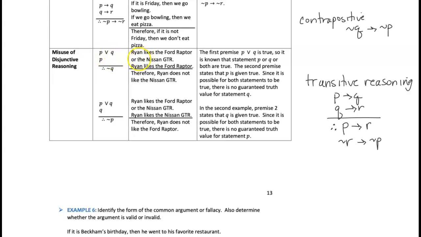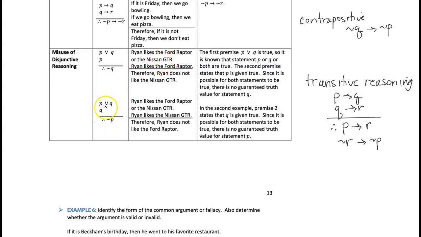An example: Ryan likes the Ford Raptor, or he likes the Nissan GTR. The second given statement tells us that Ryan likes the Ford Raptor. That doesn't necessarily imply the conclusion, therefore Ryan does not like the GTR. It is possible for Ryan to like both of those vehicles.